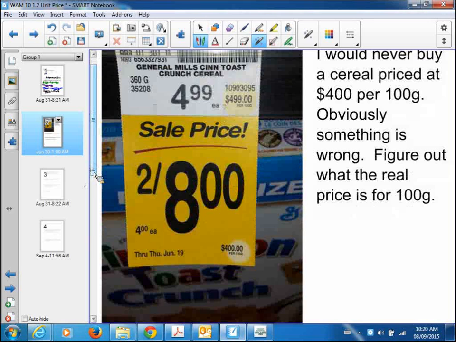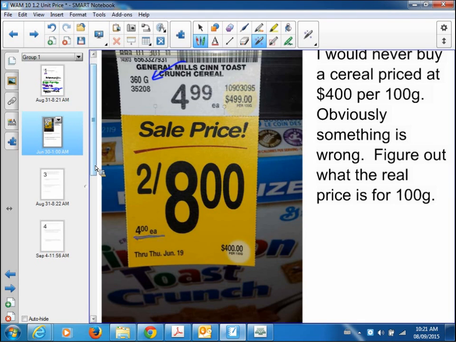Superstores often, if you go there and you buy something, it'll say the price for one, $4.99. And if you buy 2 or more, then you get the sale price. So some places you do have to. How are we going to find out, using this sale price of $4, how much per 100 grams, when we know we're buying 360?